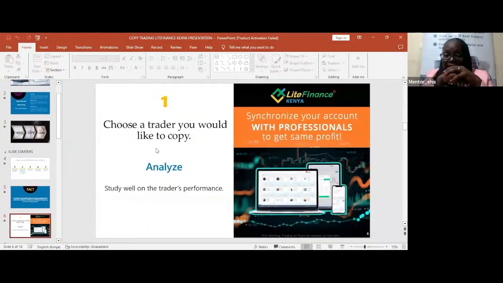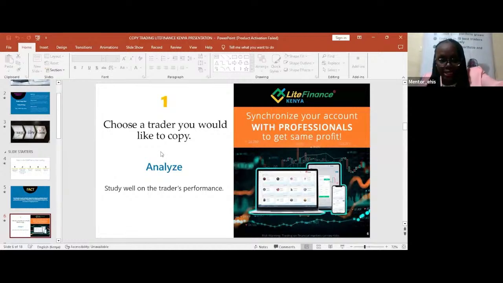Number 1, I would say, choose a trader you would like to copy. Here, you really need to be very keen on your analysis. First, you understand your financial goals. Second, you will need to know your risk.